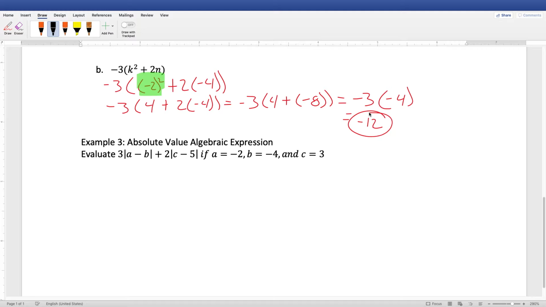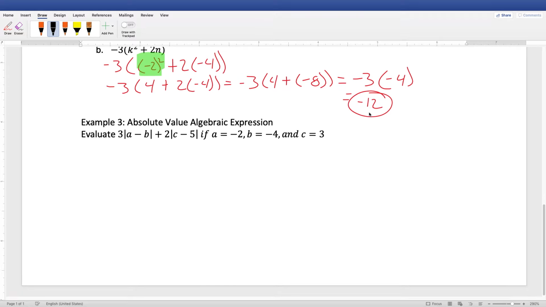Now we are going to move on to absolute value algebraic expressions. Absolute value is the distance from 0 that a number is on the number line. So A is negative 2, B is negative 4, and C is 3. So my original equation is 3 times the absolute value of negative 2 minus B, which is negative 4. And then I want to close my absolute value sign. Plus 2 times the absolute value of 3 minus 5.